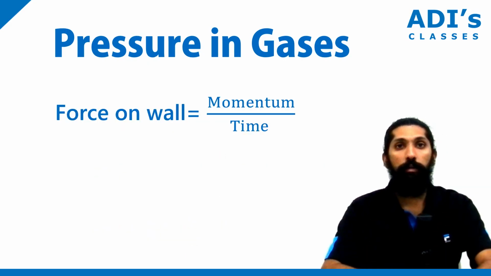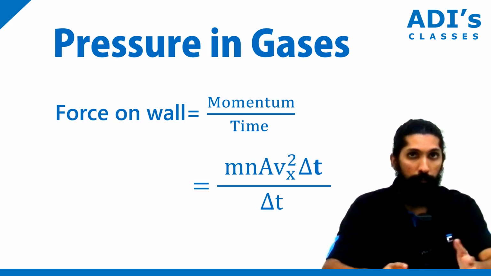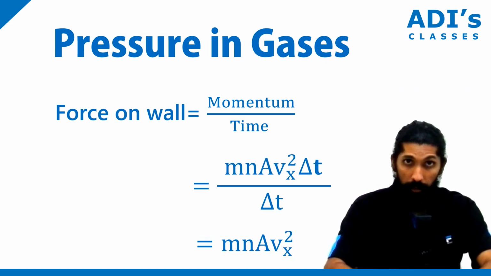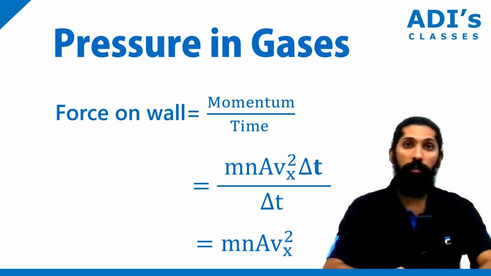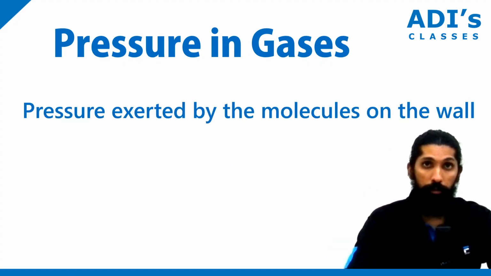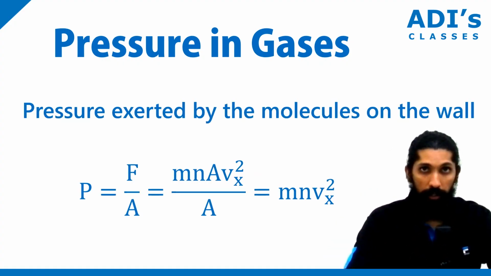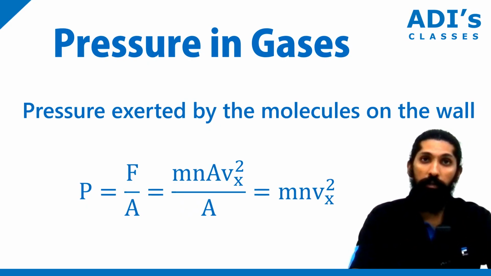Now what is the force applied? Momentum divided by time. Momentum we know the formula, time we know is delta t. So if you apply this, after cancelling delta t you have m n A Vx square. Now the pressure exerted by the molecules on the wall, what's that going to be? Pressure is force by area. So if you apply the formula, you're going to have m n Vx square.